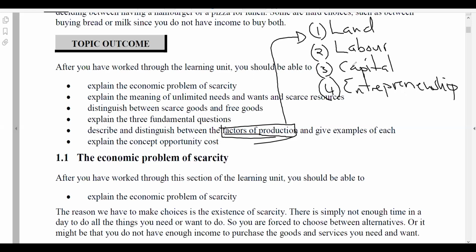So for example, for you to use that phone, it needed an entrepreneur. Someone with the vision to see that people need to use this particular device. So that person with vision is able to combine land, labor, and capital to produce a cell phone. So entrepreneurship has to do with the ability to see, the ability to combine the three factors of production to produce a good and a service. Okay.